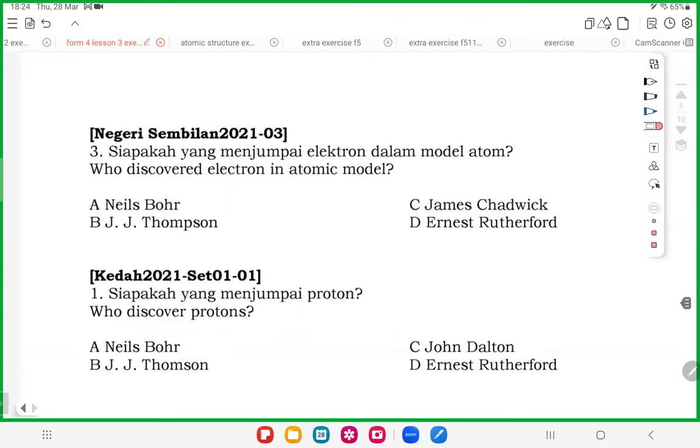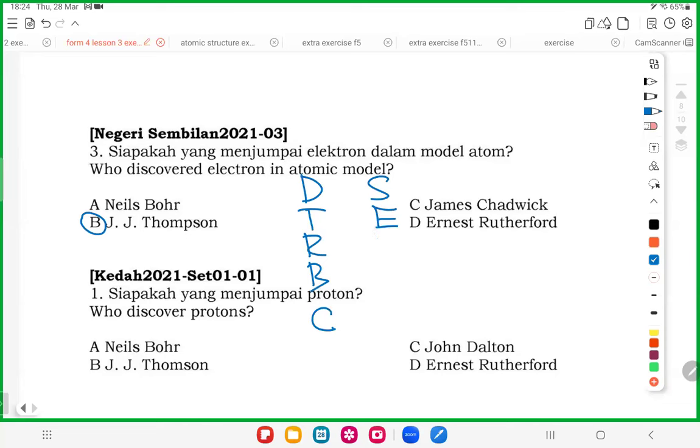Let's go on. Who discovered the electron in the atomic model? This is a Negeri Sembilan paper. So who discovered the electron, everyone? Let me know in the chat box. Come on. Let me know in the chat box, guys. Who found the electron? J.J. Thomson. Yeah? J.J. Thomson. So same thing. Don't throw rubbish below carpet. Save Earth, protect Mother Nature.